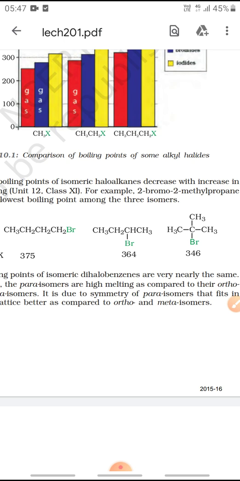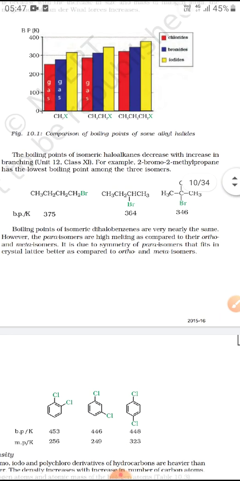This is not the only case for haloalkanes. It is for all the compounds. With the increase in branching, boiling point always decreases because surface area is decreasing.